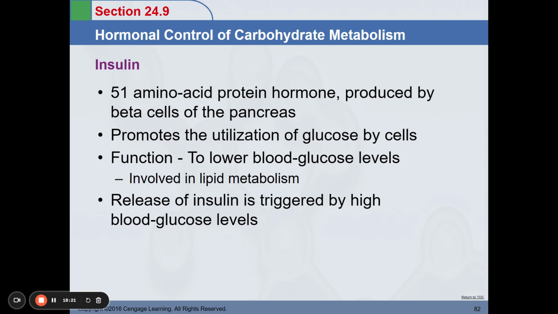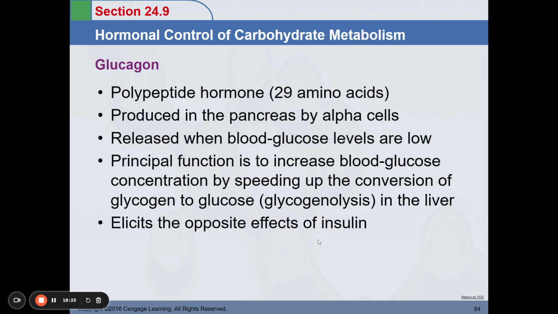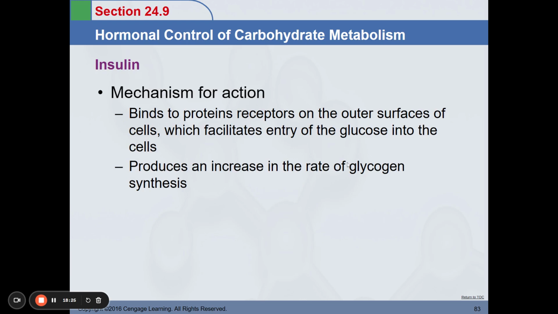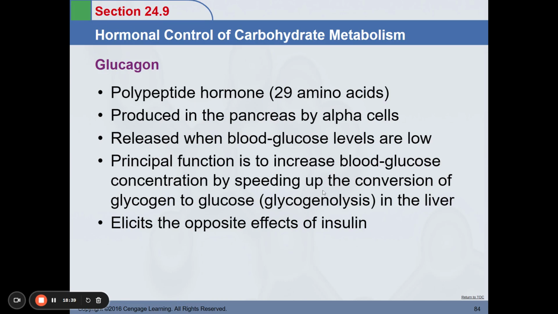Okay. On the other hand, the mechanism for action is that it binds the protein receptor on the outer surface of the cells, which facilitates entry of glucose into the cells. So it produces an increase in the rate of glycogen synthesis also.